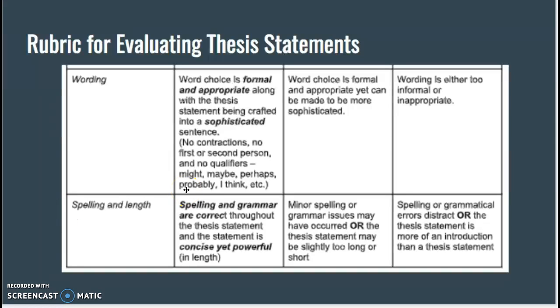Word choice was something I wanted to hone in on. I noticed a huge issue: the use of first and second person, the use of contractions, the use of qualifiers. Instead of being experts in their field, as they're stating this claim and writing this research paper, they should act as experts. They did a lot of might, maybe, perhaps, probably, I think, and I wanted to steer away from that and focus more on formal writing. And then, of course, spelling and grammar, and making sure that their statements are concise and to the point, but powerful at the same time, so not too long and not too short.